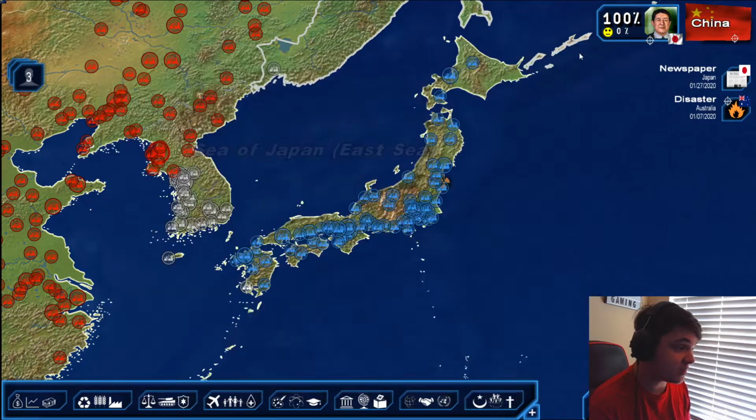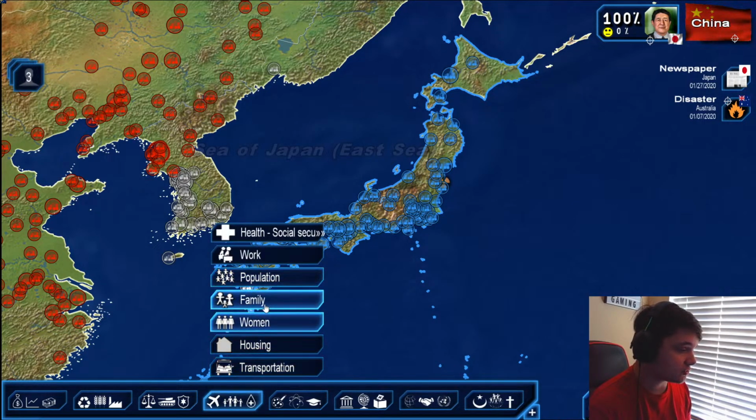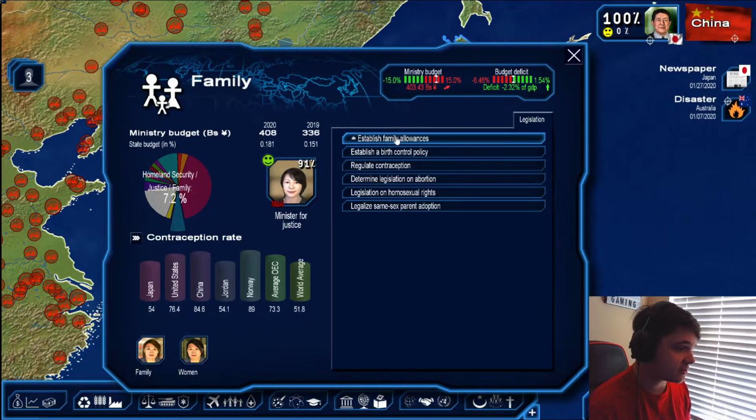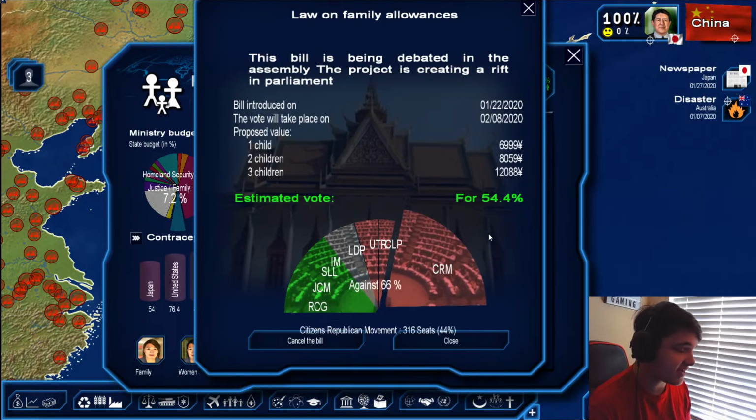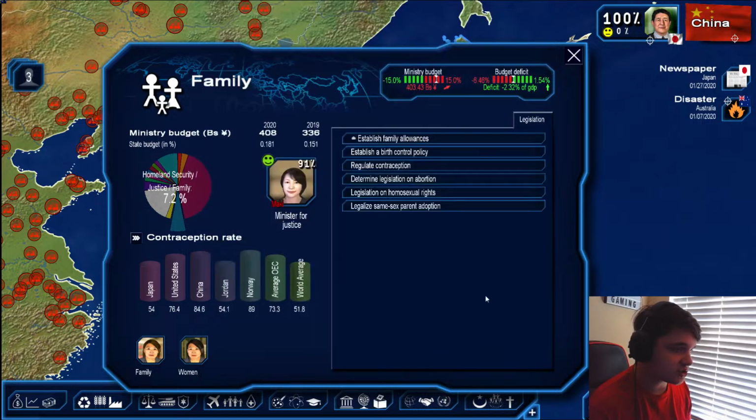So one of the things that you should do in order to fight that is you need to increase the family allowances, which I actually increased to $120, $80, and about $60. So that is going to pass on to 8.